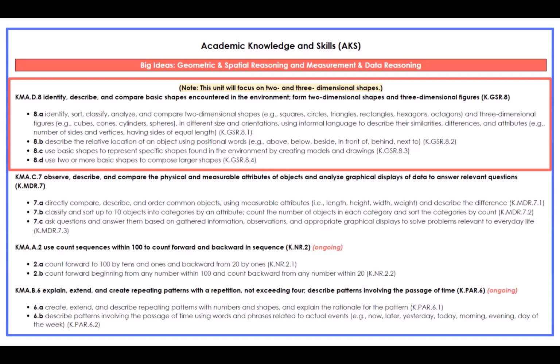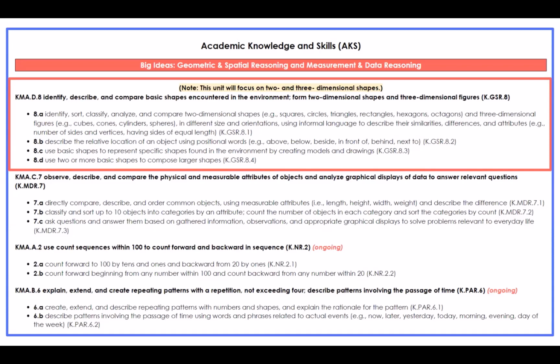Indicator 8C states students use basic shapes to represent specific shapes found in the environment. Students do this by creating models and drawing shapes. Because this unit focuses on 3-dimensional shapes, when it comes to Indicator C, we are going to be spending our time creating models. The expectation is not for kindergarten students to be able to draw 3-dimensional shapes.